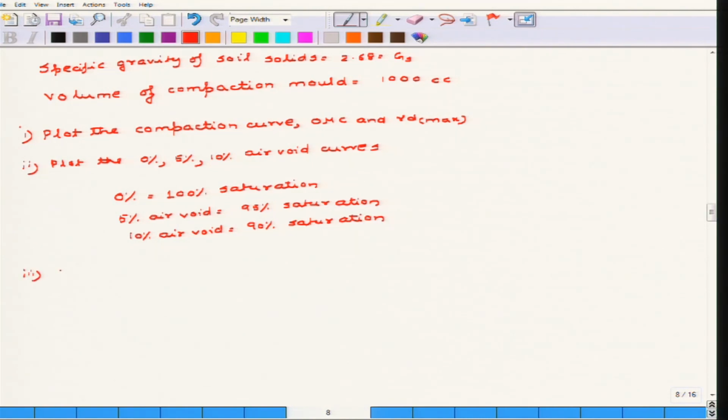It is also asked to find out, at gamma D max, what is the value of E, or the void ratio, the SR or the degree of saturation, and the air content.